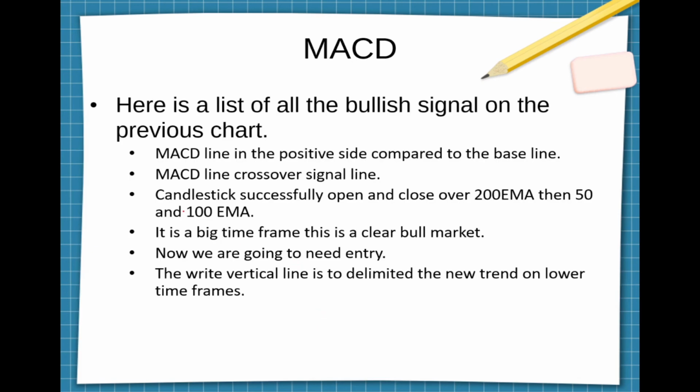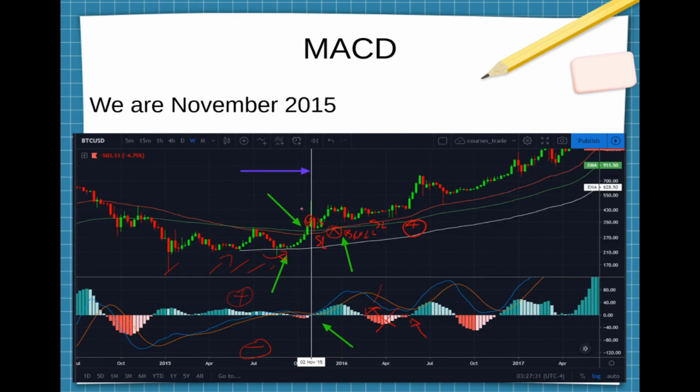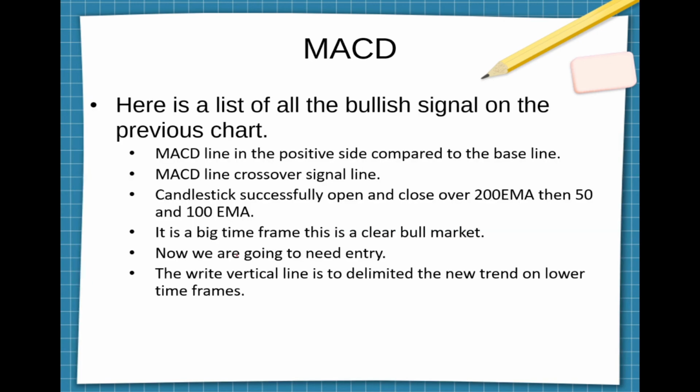Just to make sure I go over everything, you have a candlestick successfully opening and closing over the 200 moving average, then the 50 and 100 EMA cross back. So we successfully go back over here, and after that we follow with a cross. They go over that.